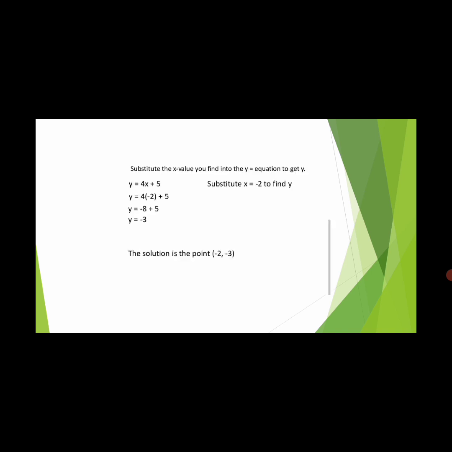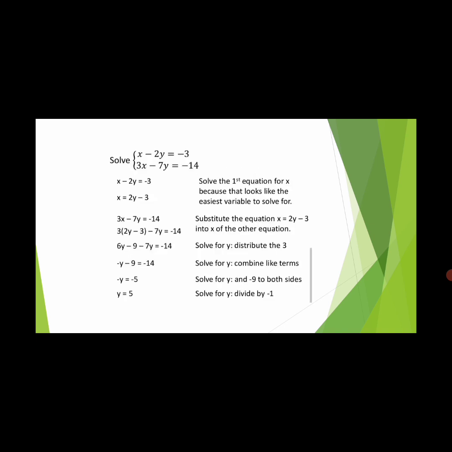And now minus 2 is the x value. The x value is substituted into the first equation, y equal to 4x plus 5. Y equal to 4 times the x value, minus 2, plus 5. Y equal to minus 8 plus 5. Y equal to minus 3. The solution point is minus 2 comma minus 3. That's all. Next we will see another solution.